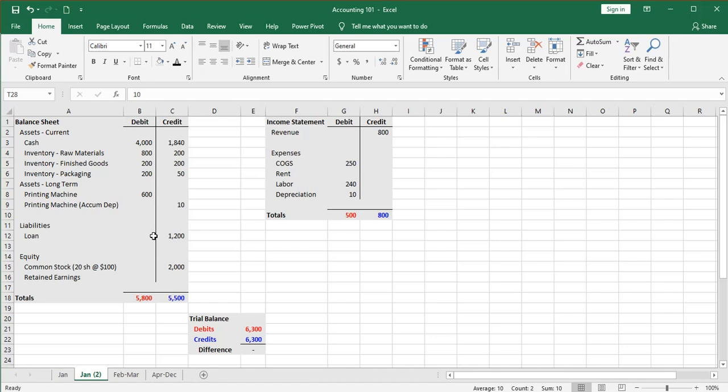Now our next housekeeping entry will be for the loan. We're paying down this loan at $50 a month over 2 years. So I need to take away $50 from cash with a credit, and on the other side of that entry, I will decrease our loan balance, which is normally a credit balance, by $50.